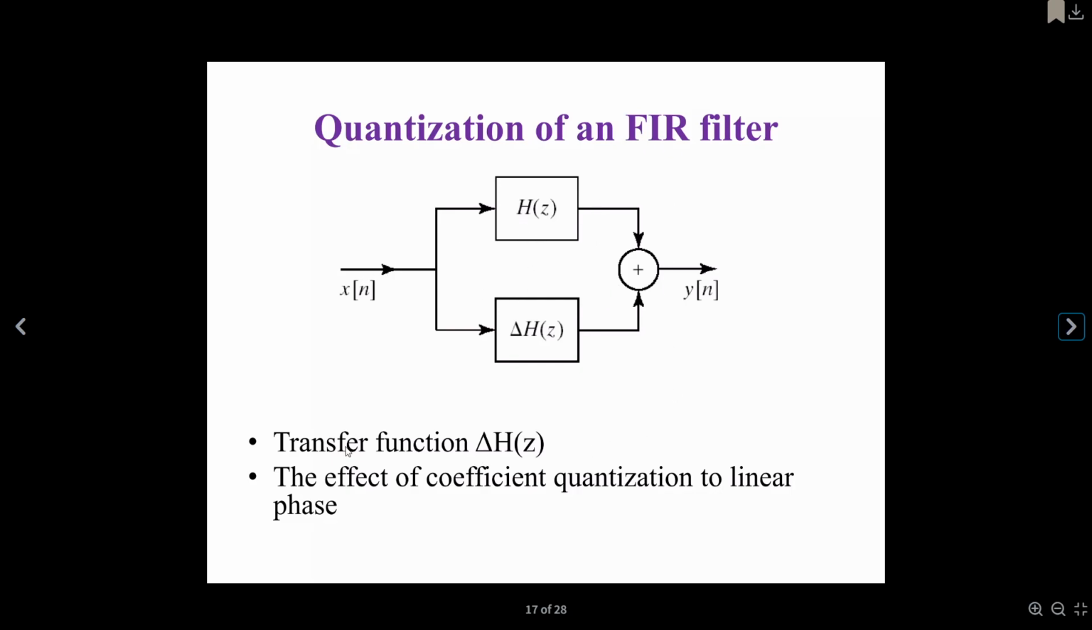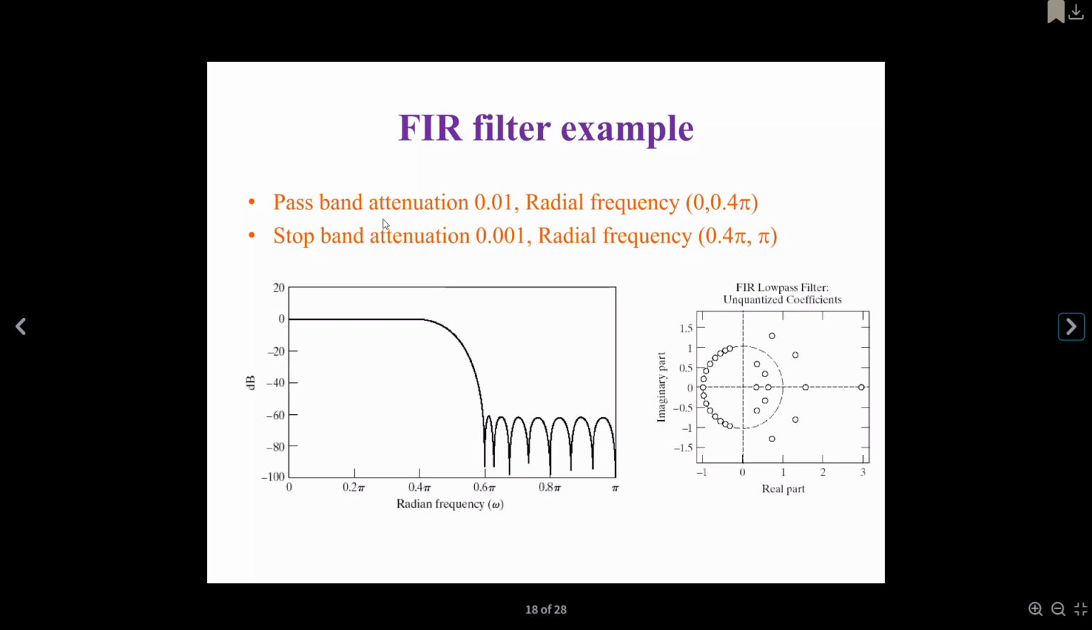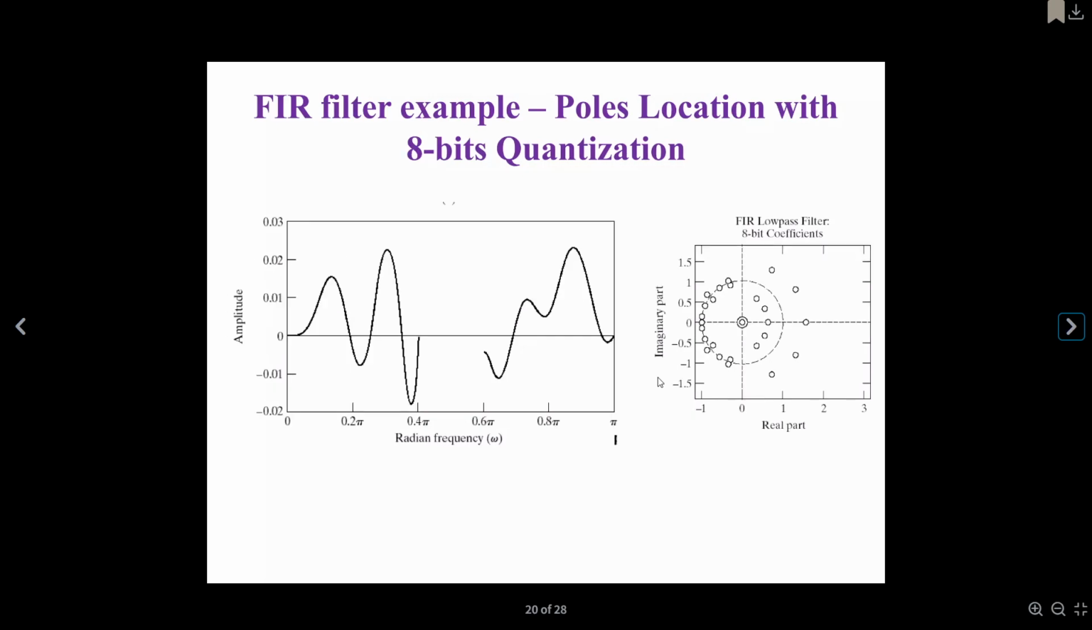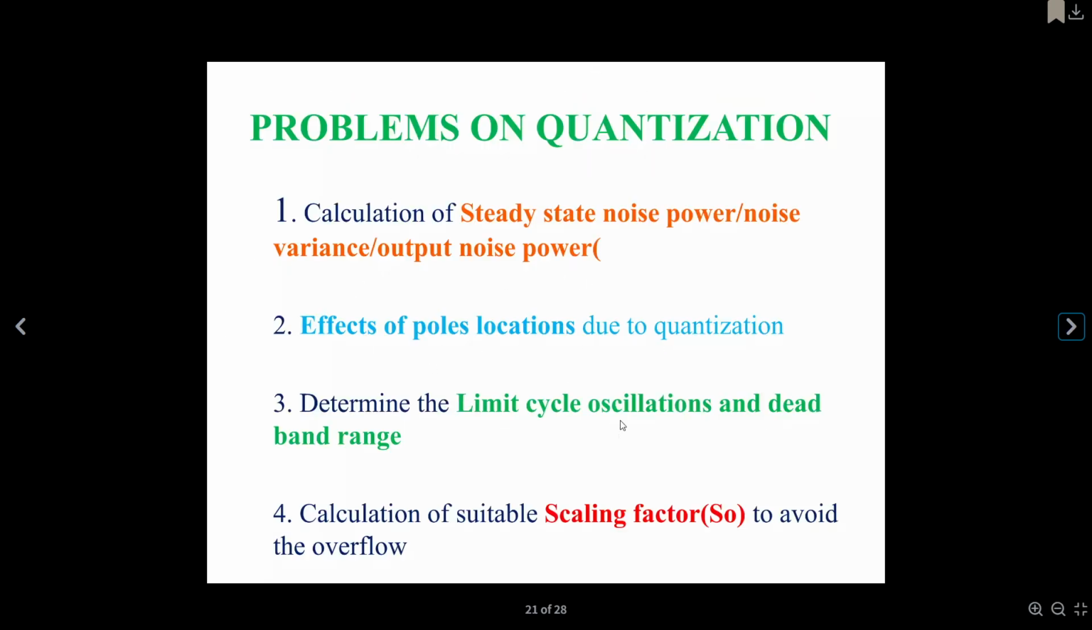As you can see, this represents an FIR filter with transfer function H(z), and the effect of coefficient quantization on linear phase. An FIR filter example: let's say the passband attenuation is 0.01, the radial frequency is 0.05 pi, the stopband attenuation is 0.001, and the radial frequency is 0.4 pi to pi. The gain in dB is shown from 0 to 0.6 pi, 0.8 pi, and pi. FIR filter example: the pole locations with 16-bit quantization, as you can see from the graph, and the FIR filter with 8-bit quantization, as you can see from the graph.